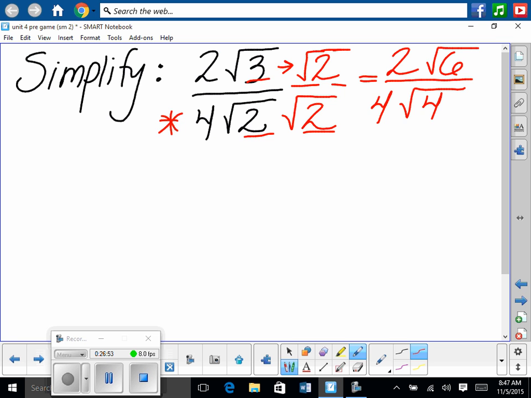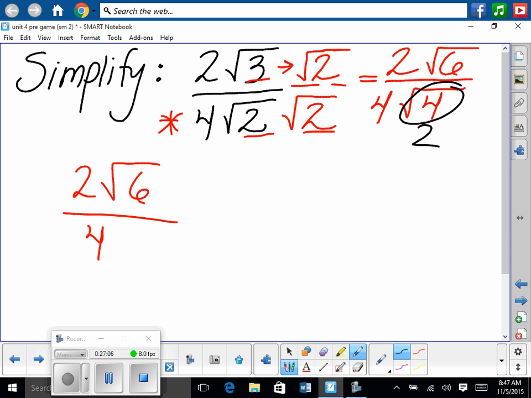Everybody's okay, right? So on top, we have 2 square roots of 6, and on bottom, we have 4 times the square root of 4. Well, what is the square root of 4? 2. So we have 4 times 2. Does everybody understand that? We're all okay? Okay, so really what we have is 2 square roots of 6 over 8.